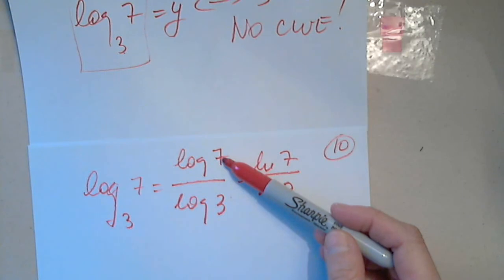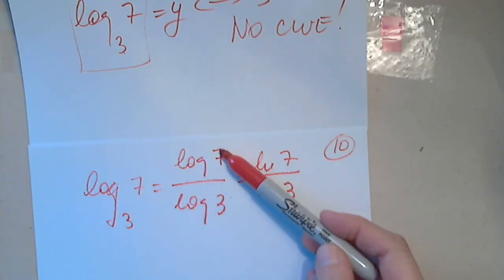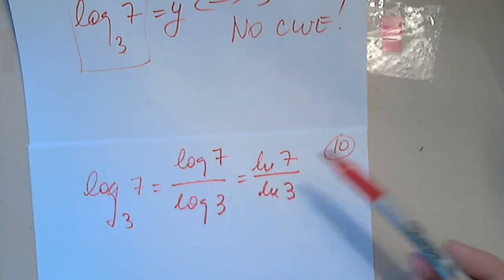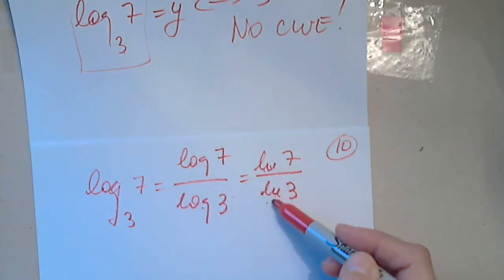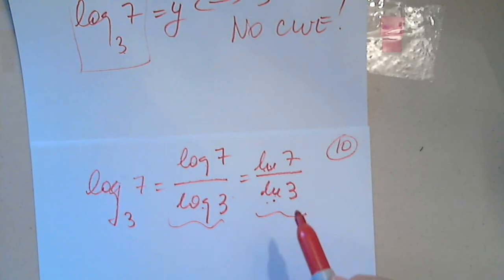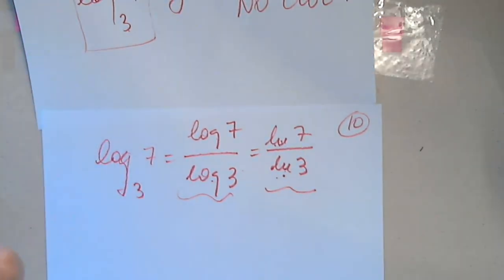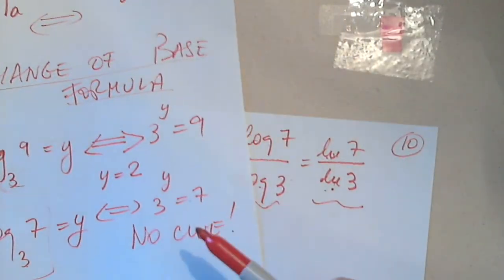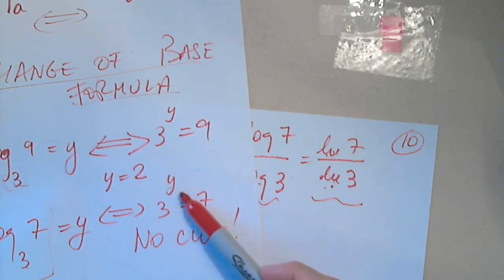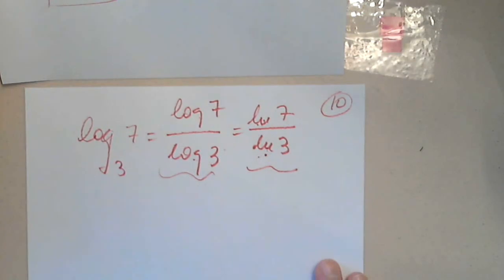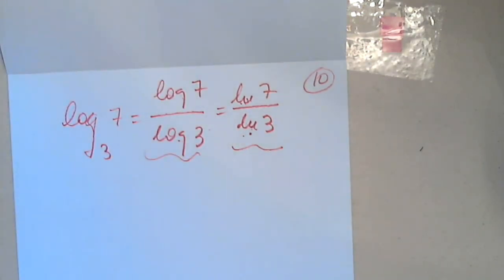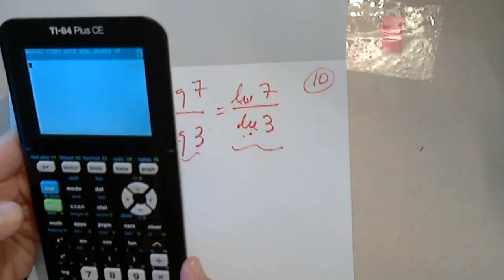Same thing, but you have to have top and bottom the same log. You can't say common log 7 over natural log 3. That's not going to work. So same logs. Both numbers will be the same because there is only one number. You understand, there is only one number that I raise 3 to get 7, not 2 different numbers. So this ratio has to give us the same answer. So let's do that first, and then I'll show you with your sophisticated calculators.